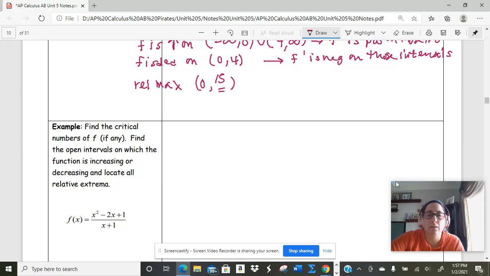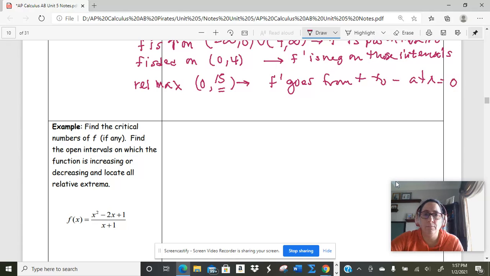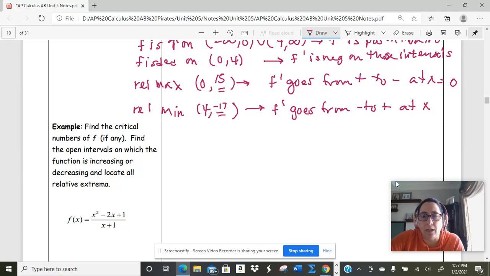That's a point. And if I said why, I'd say f prime goes from positive to negative at x equals 0. And then I have a relative min at 4. Go plug that into your original function. Pause me and see if you get the same thing. I got negative 17. And why? Because f prime goes from negative to positive at x equals 4. Okay?